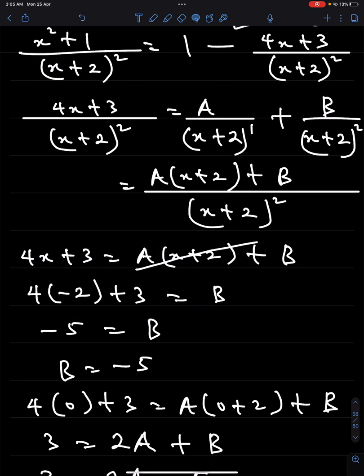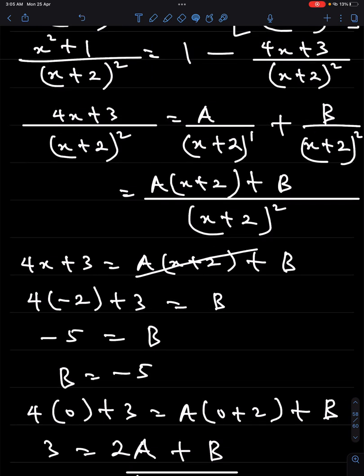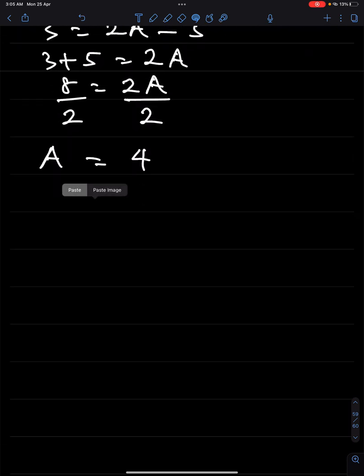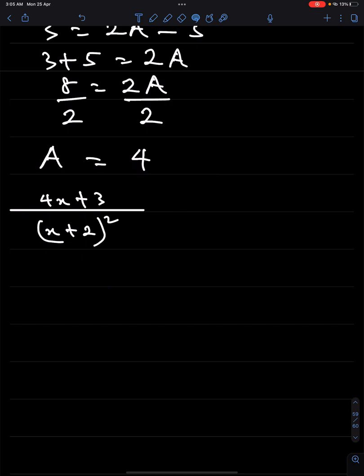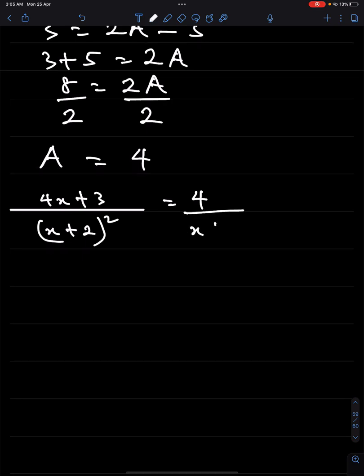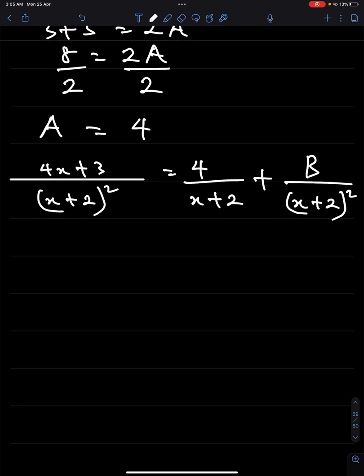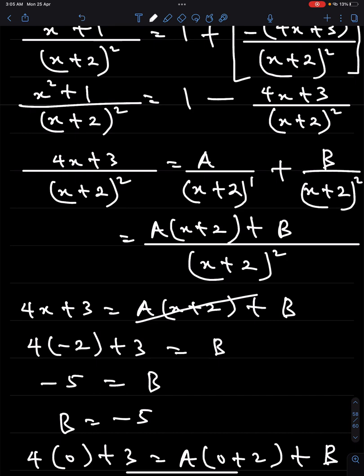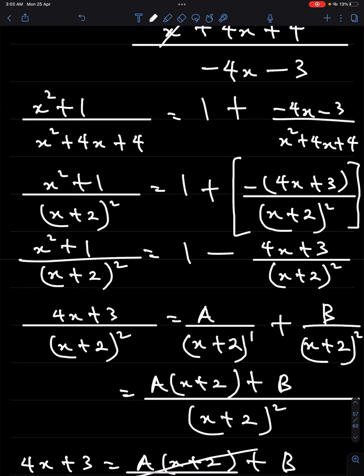4x, let me copy that fraction. That means 4x plus 3 divided by the square of x plus 2 is equal to a over x plus 2, which means 4 over x plus 2 plus b over the square of x plus 2. This is called a repeated linear factor. Now we have resolved that part of the original equation into partial fractions.